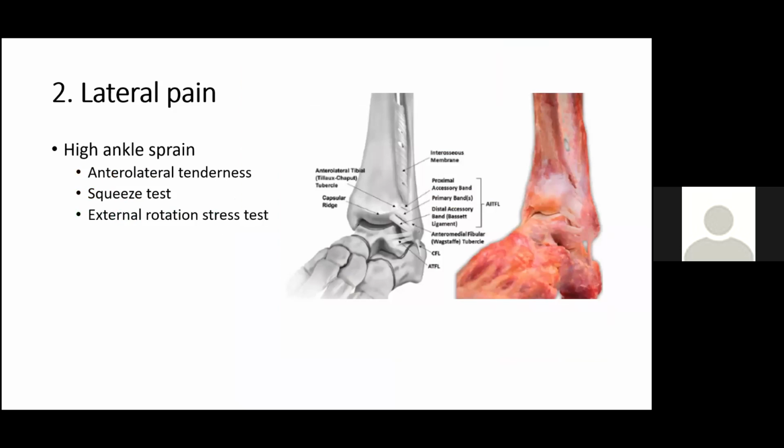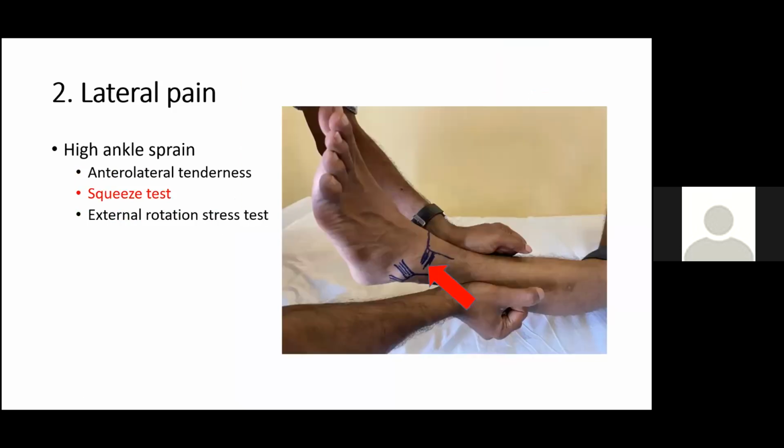The other entity is the high ankle sprain. That is the syndesmosis ligament, which connects the lower part of the tibia to the fibula, which can get damaged, and they will complain of tenderness on the anterolateral aspect of the ankle. So this syndesmosis ligament is ruptured, so the tibia and fibula are trying to get separated. And if you squeeze and compress the fibula onto the tibia, they will get pain because you are squeezing against the unstable joint. So this is known as the squeeze test.